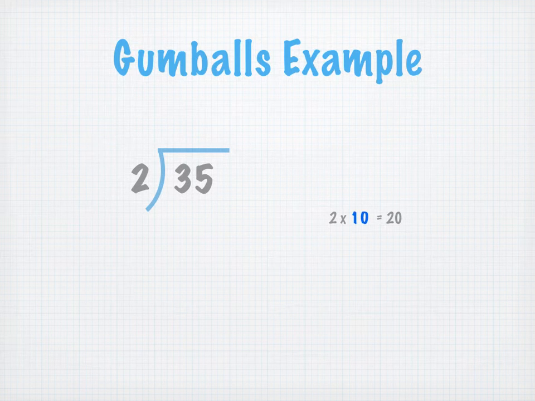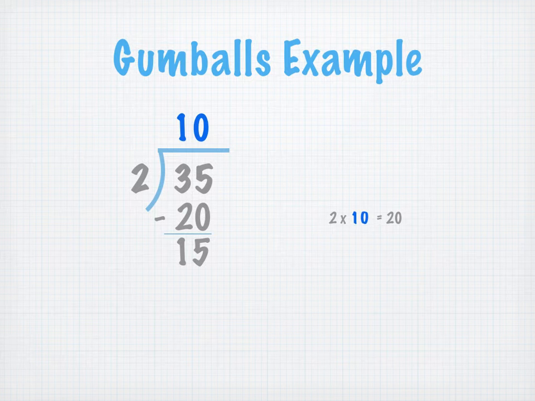How many times can 2 go into 35? How about 2 times 10? 2 times 10, we know that's 20. So I know 2 can go into 35 at least 10 times. I subtract the 20 once I have 2 groups, 10 for you, 10 for me. That's 20 gumballs I've now taken out of my gumball jar. But there's 15 left. So hopefully this makes sense now.